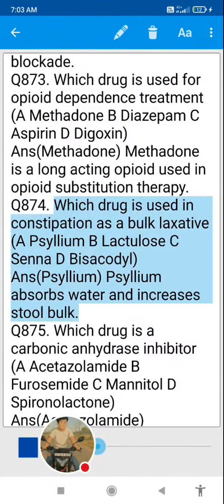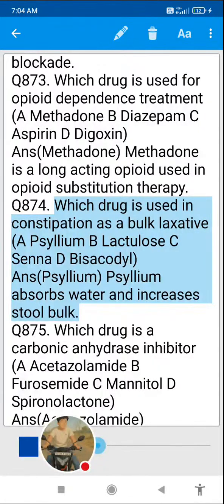Q874. Which drug is used in constipation as a bulk laxative? A. Psyllium. B. Lactulose. C. Senna. D. Bisacodyl. Ans. Psyllium absorbs water and increases stool bulk.